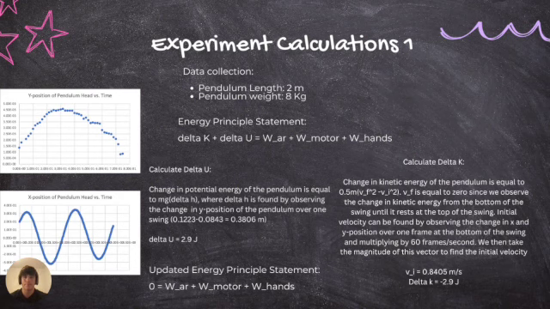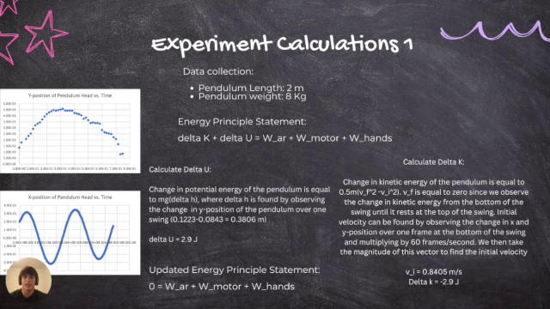The energy principle statement applies to the pendulum as it moves from the lowest point of its swing to the highest point of its swing, where it is momentarily at rest. To calculate delta U, I found the change in y coordinate of the pendulum during one half swing and used the formula delta U is equal to mg delta h to find that delta U is equal to 2.9 joules.